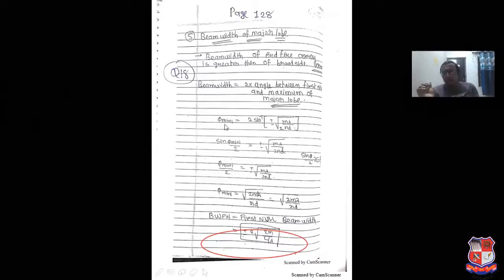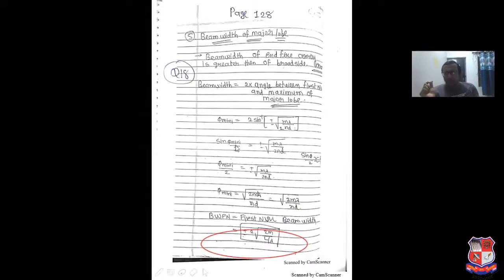Why? Because phi minimum equal to 2 sin inverse plus or minus under root of m lambda upon 2nd. So here sin phi minimum divided by 2 is equal to plus or minus under root of m lambda upon 2nd. So phi minimum divided by 2 is equal to plus or minus under root of 2m lambda upon 2nb. So phi minimum equal to plus or minus under root of 2m lambda upon nb.